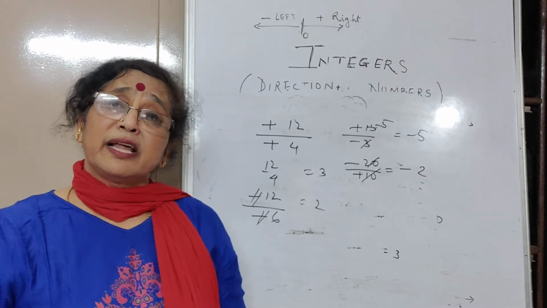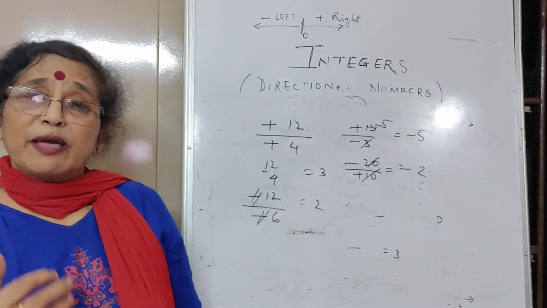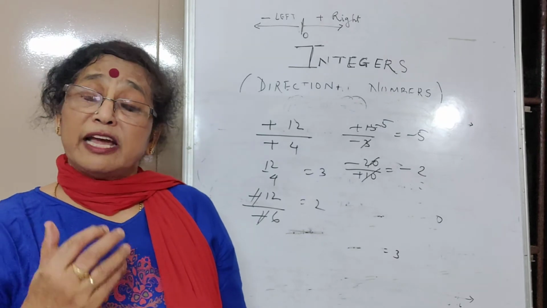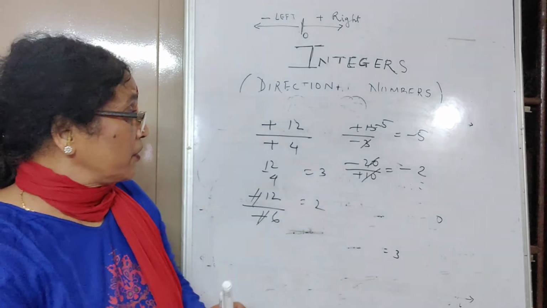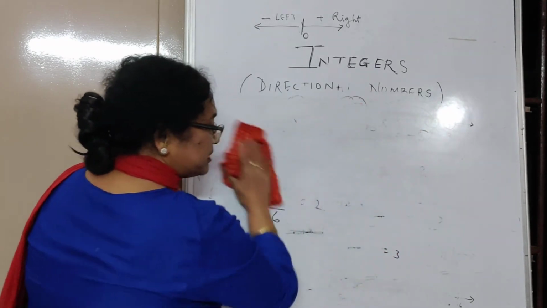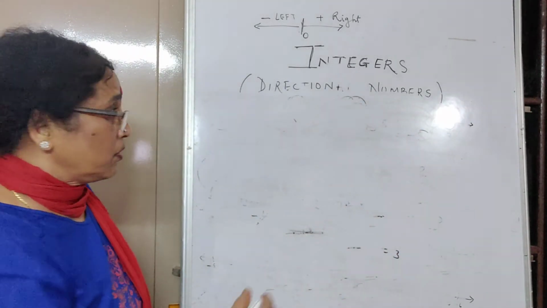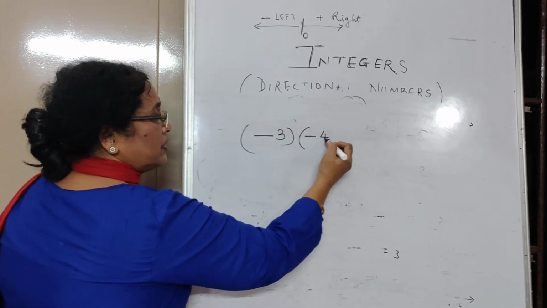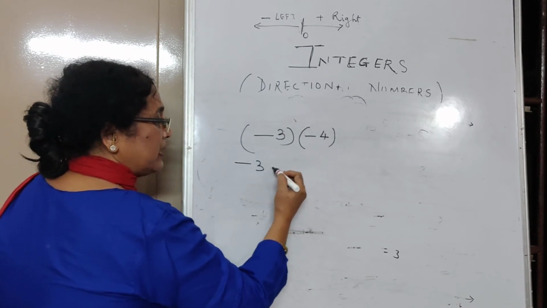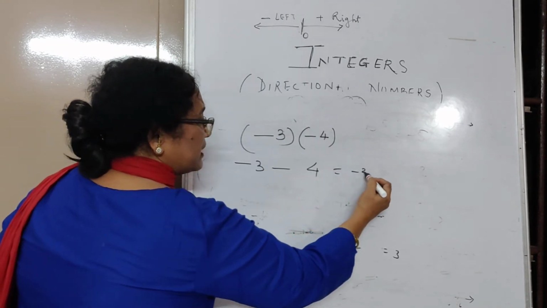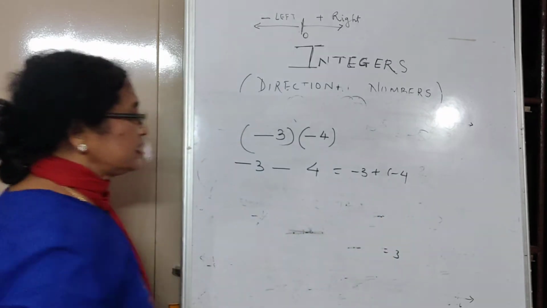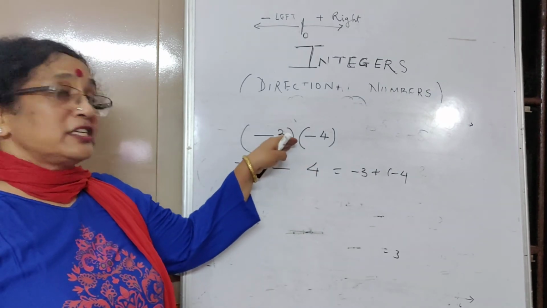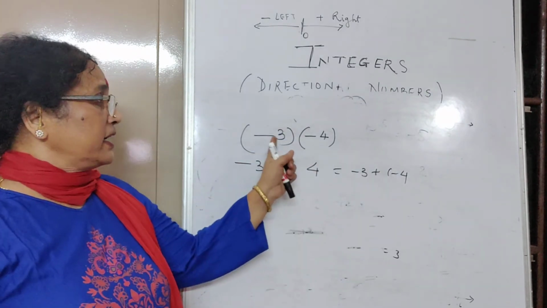I also taught you in number lines why minus into minus becomes plus, why plus into minus becomes minus, why minus into plus becomes minus, and why plus plus is plus. I'll just show you before I complete my class. If you have minus 3 and minus 4, or the teacher gives minus 3 plus a minus 4, this is addition of integers. And this is multiplication of integers, a bracket and a bracket.